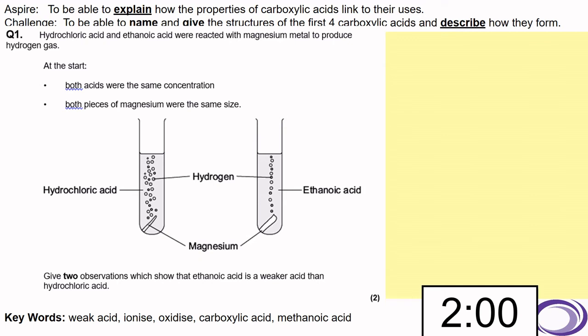So now it's time to look at some exam questions on this topic. So the first one, I'm going to read through and then give you some time to do. Hydrochloric acid and ethanoic acid were reacted with magnesium metal to produce hydrogen gas. At the start, both of the acids were the same concentration and both pieces of magnesium were the same size. So that's giving us both of our control variables. They'd like you to give 2 observations which show that ethanoic acid is a weaker acid than hydrochloric acid.